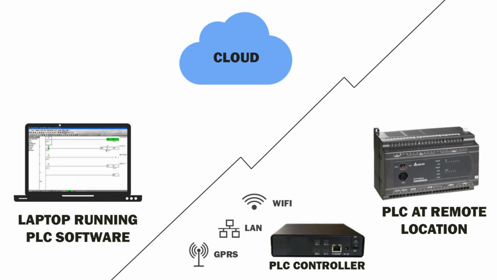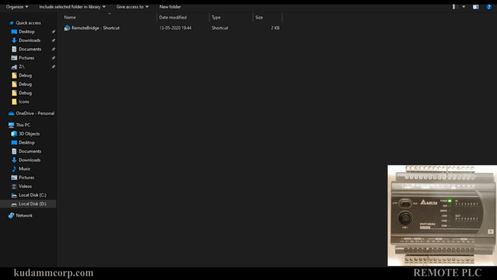As a user, you will first have to create an account and bind your remote bridge controller with that account. After that, you can log into your account, select the desired PLC and start accessing it. In this demonstration, we are going to use a Delta PLC.